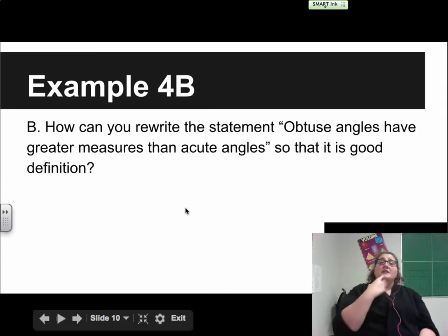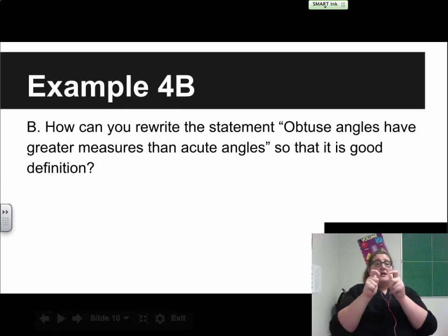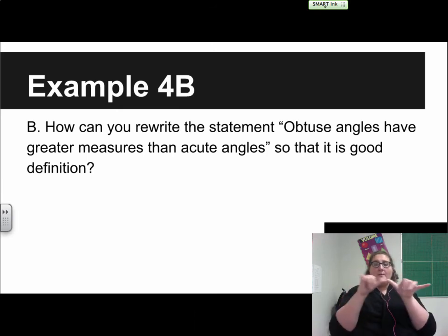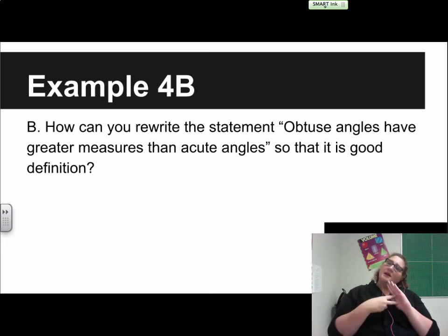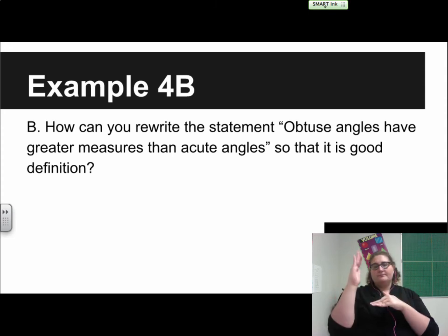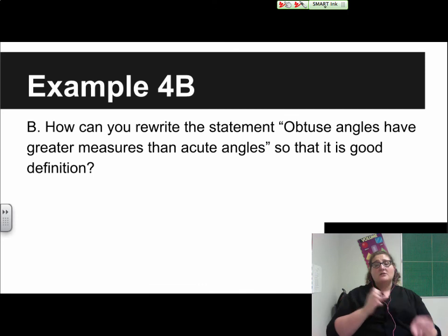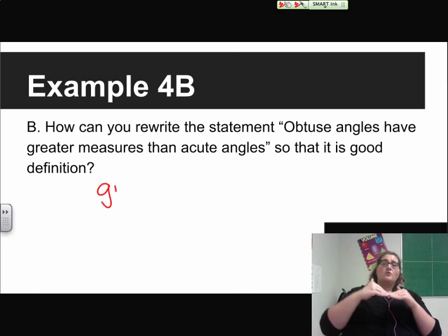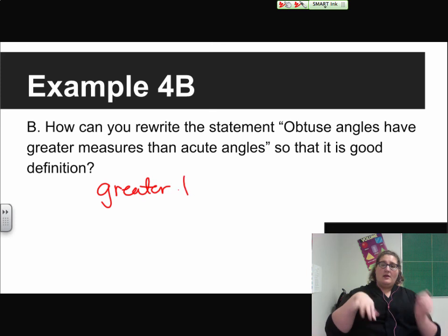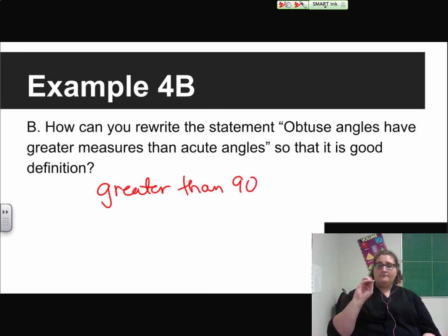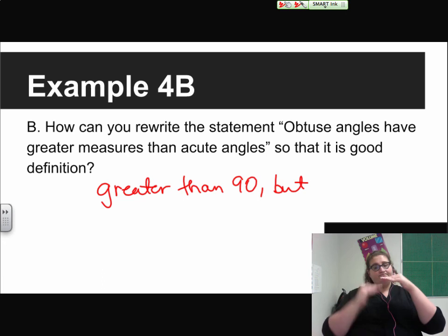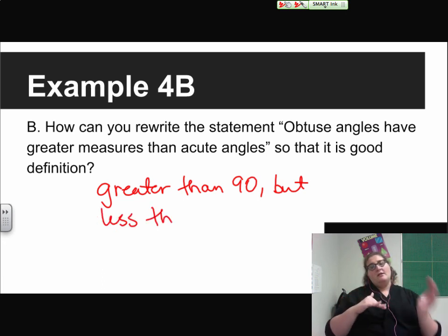Example B says, how can you rewrite the statement obtuse angles have greater measures than acute angles, so that it's a good definition? Now, most of you, if I ask you, what's the definition of an obtuse angle? You would say that an obtuse angle is greater than 90 but less than 180. So that's a good definition of obtuse. So we're going to say, for the definition, obtuse is greater than 90, but less than 180.